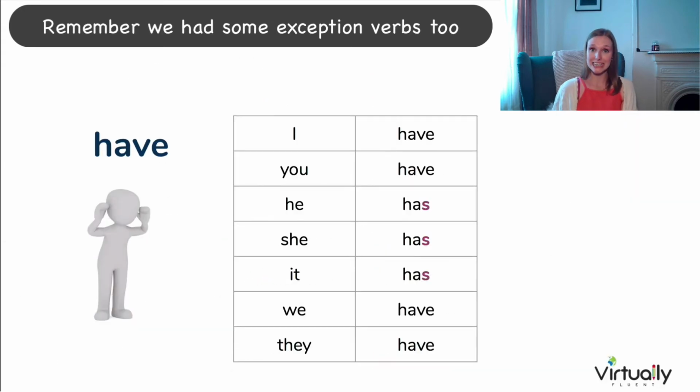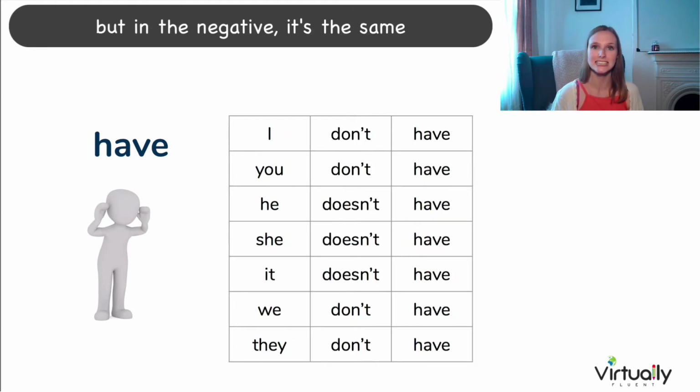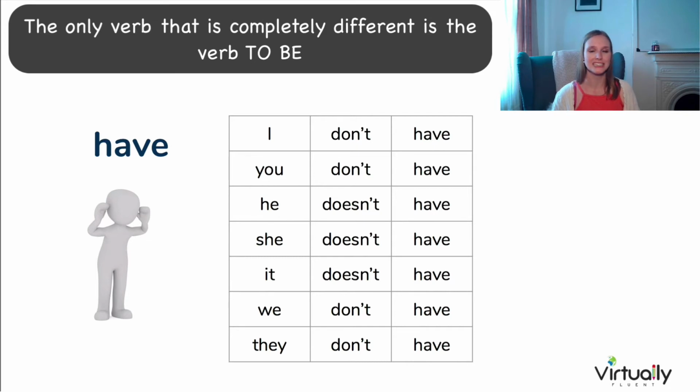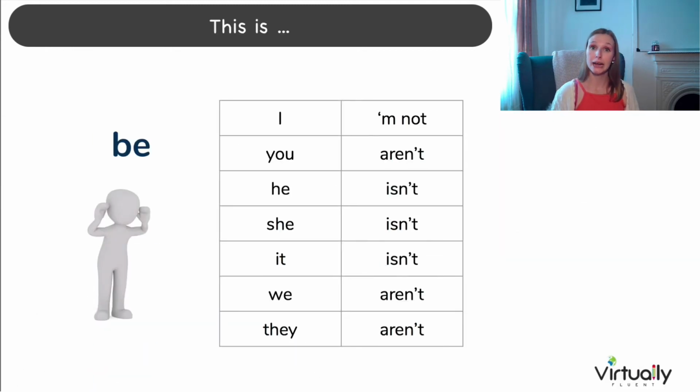Remember, we had some exception verbs too. Have, this was a little bit different in the affirmative, but in the negative, it's the same. I don't have. You don't have. He, she, it doesn't have. We don't have. They don't have. The only verb that is completely different is the verb to be, but you should already know this at your level. This is I'm not, you aren't, he isn't, she isn't, it isn't, we aren't, and they aren't.